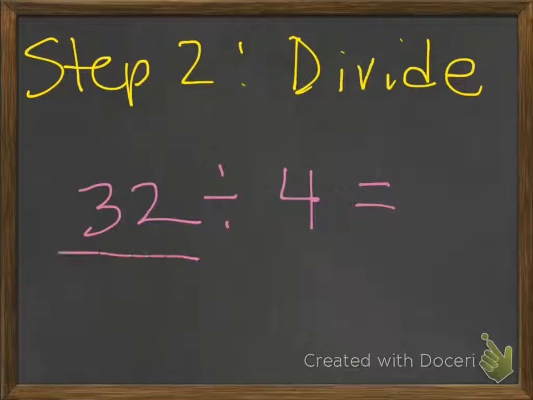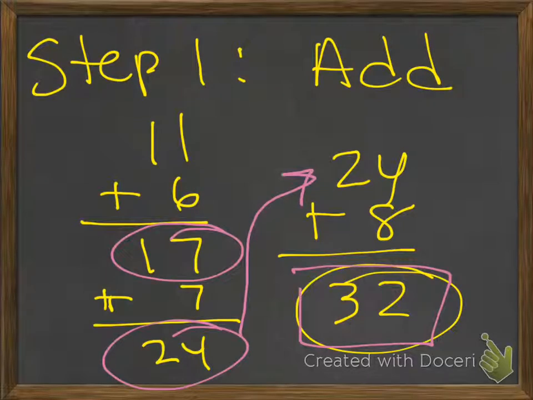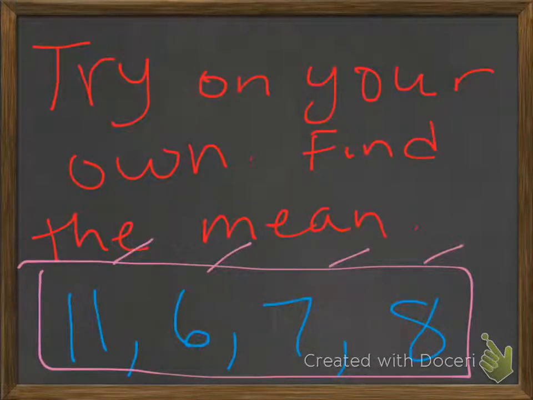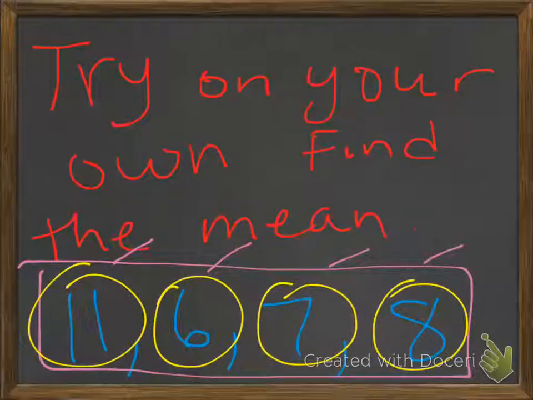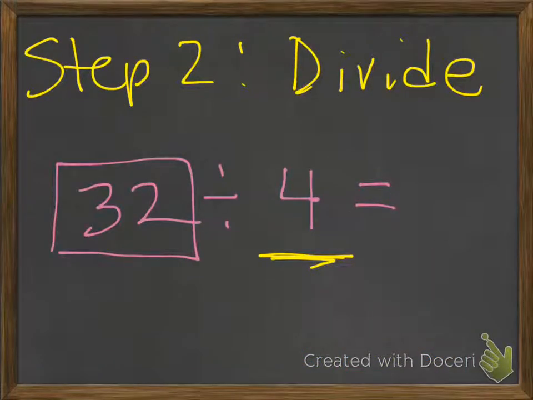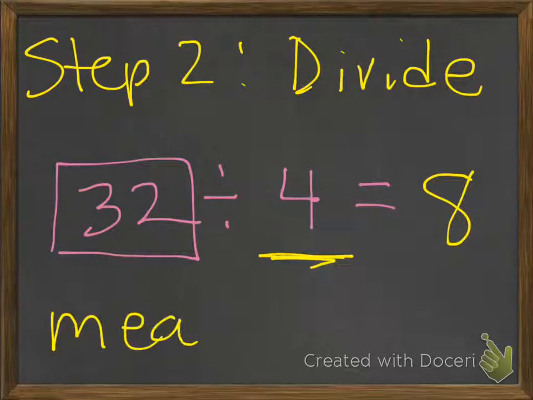Next, step 2, divide. So again, our answer was 32, and we want to go ahead and divide by the same number of values we have. Again, there was 4 of them. If we go all the way back, we had 4 numbers. We had 11, we had 6, we had 7, we had 8. So that's why we're going to divide by 4. So 32 divided by 4 is 8. So the mean for this group of data is 8.